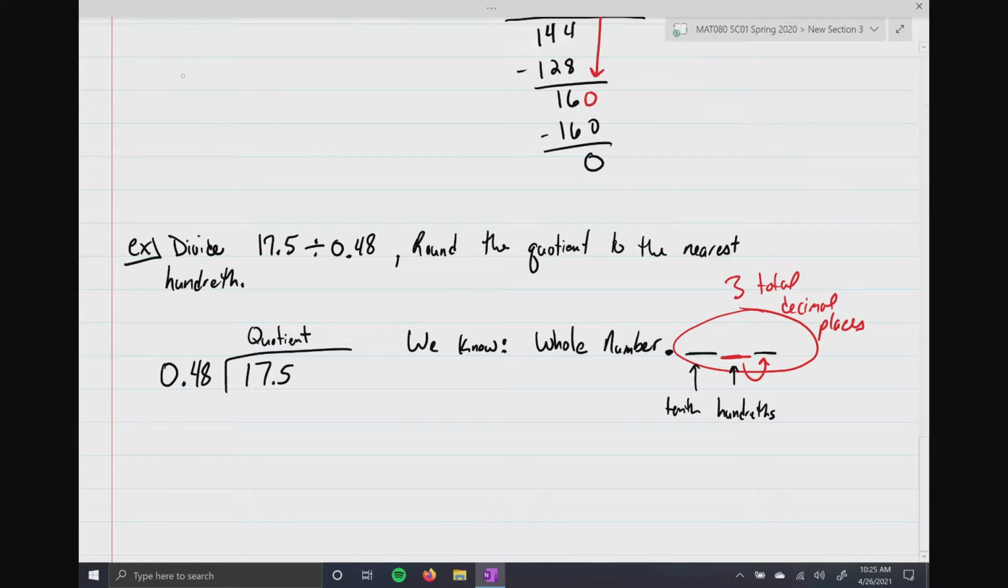So now that we know that, why don't you guys try this problem? All right? Divide the 2 numbers. I need 3 decimal places, and I want the answer in its rounded form.